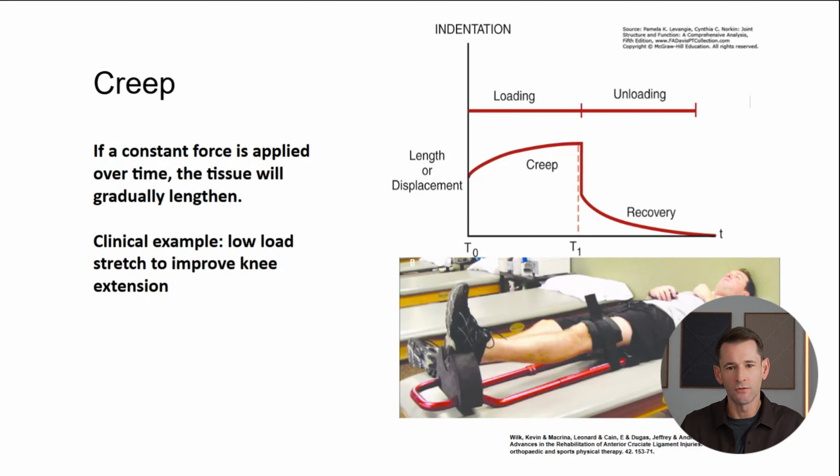And that's going to, over time, gradually increase the length of the tissue that's causing that decrease of knee extension, whether it's the hamstring muscle or the posterior capsule. It's going to exhibit that property of creep, meaning I'm not pushing any harder. That cuff stays 10 pounds throughout, but even though it's the same weight, that same force, we're going to get a gradual increase in the length of that tissue.